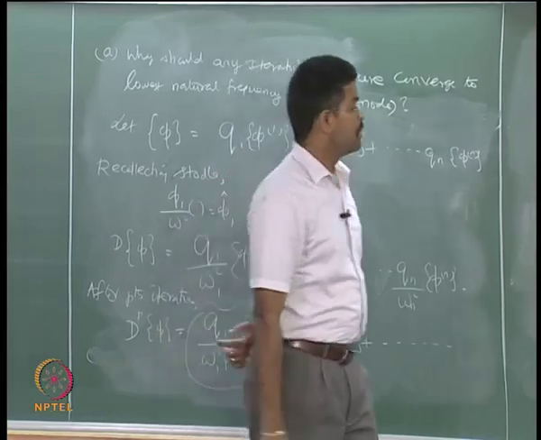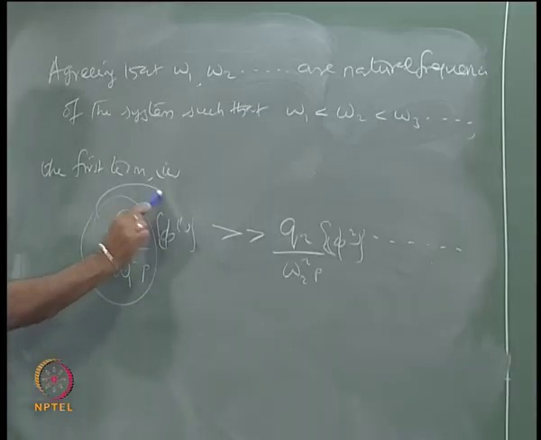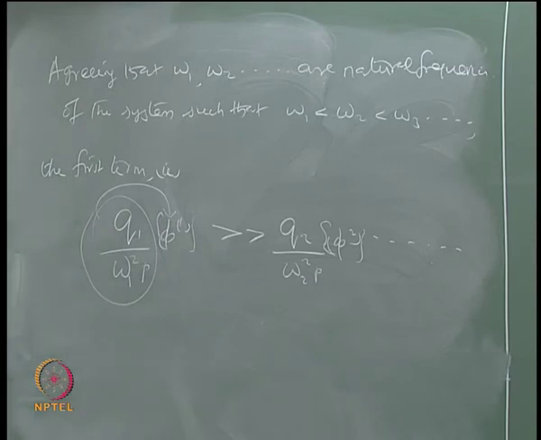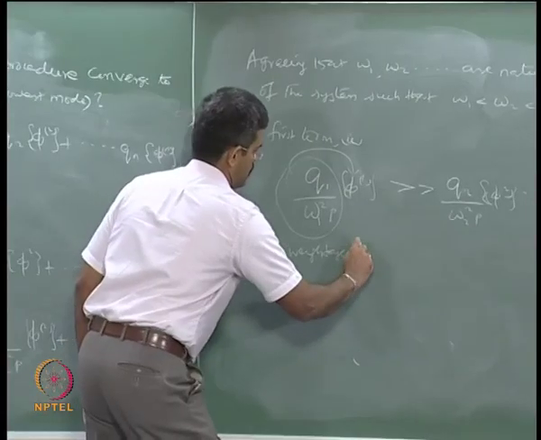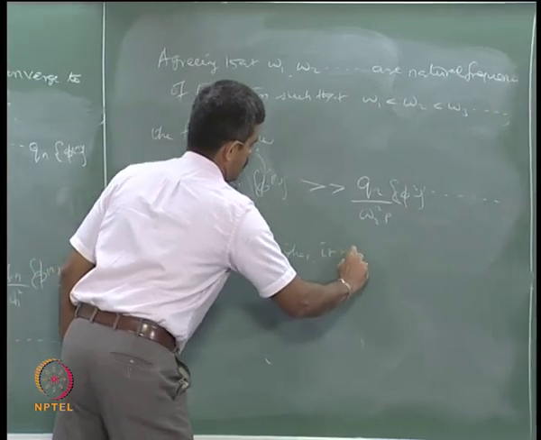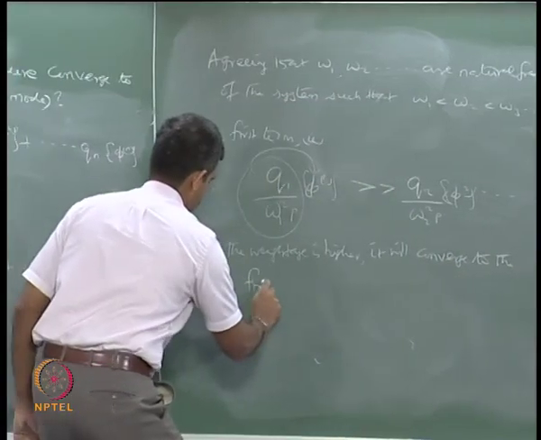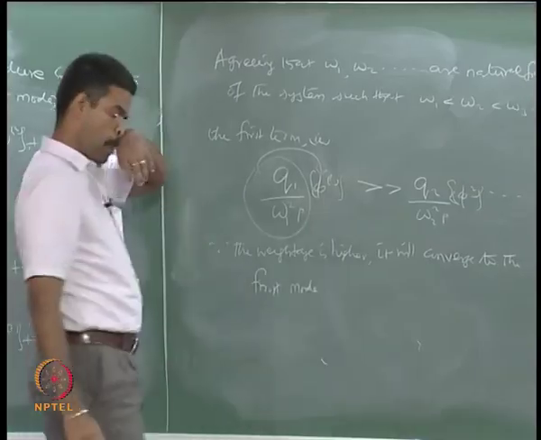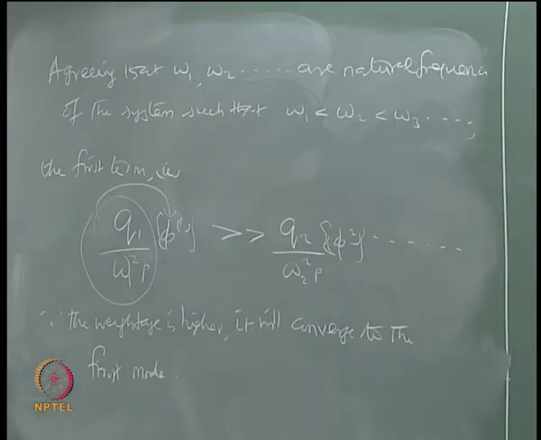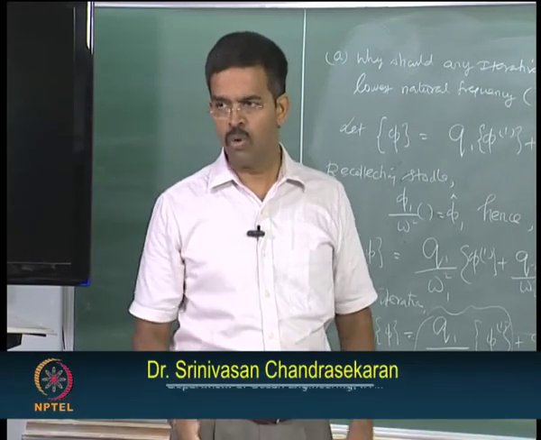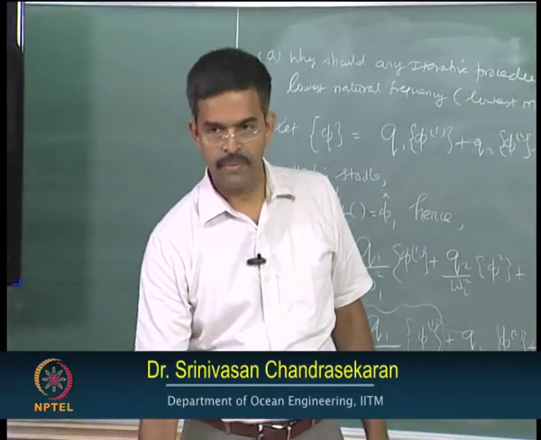What does it mean? The proportional weightage of this value on the first mode is higher, so it will converge to the first mode automatically. Since the weightage is higher, it will converge to the first one. So, that is why in Stodola's method we say that the iteration scheme will converge to the first mode, that is the lowest frequency.